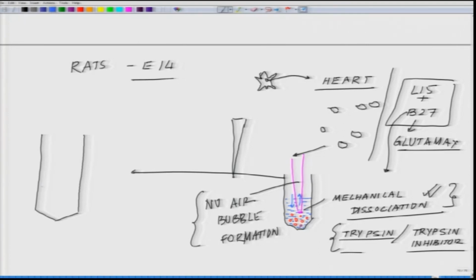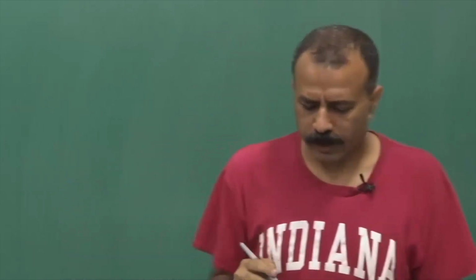So, here you have the medium and you have some chunk, some single suspension, something like this, depending on how good you are at dissociating the tissue. Now, what you do, you have partly single cell, partly small, some adhered tissues. Do not worry about it, it is perfectly fine.